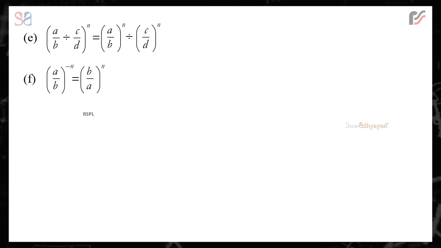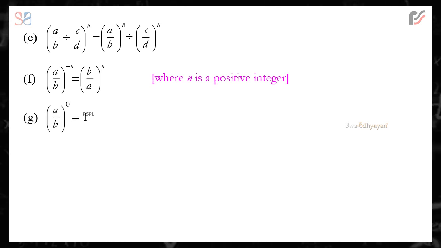F. (a/b)^(-n) is equal to (b/a)^n, where n is a positive integer. G. (a/b)^0 is equal to 1. H. (a/b)^1 is equal to a/b.